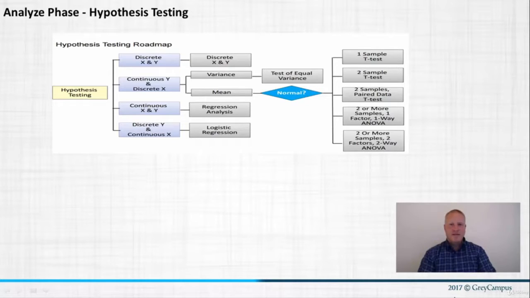If we still have continuous data and we're comparing means, but we have more than two samples, we're going to use a test called ANOVA, a one-way ANOVA, which stands for analysis of variance. If we have two or more factors and more than two samples, we're going to use a two-way ANOVA.